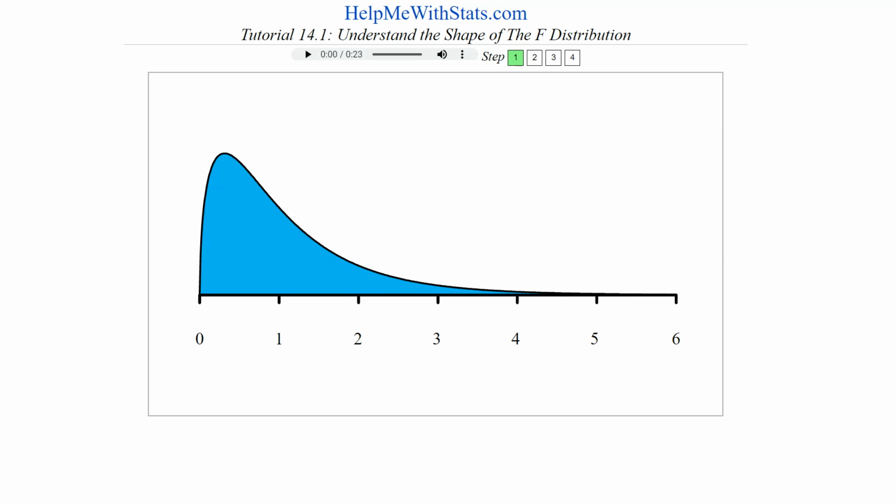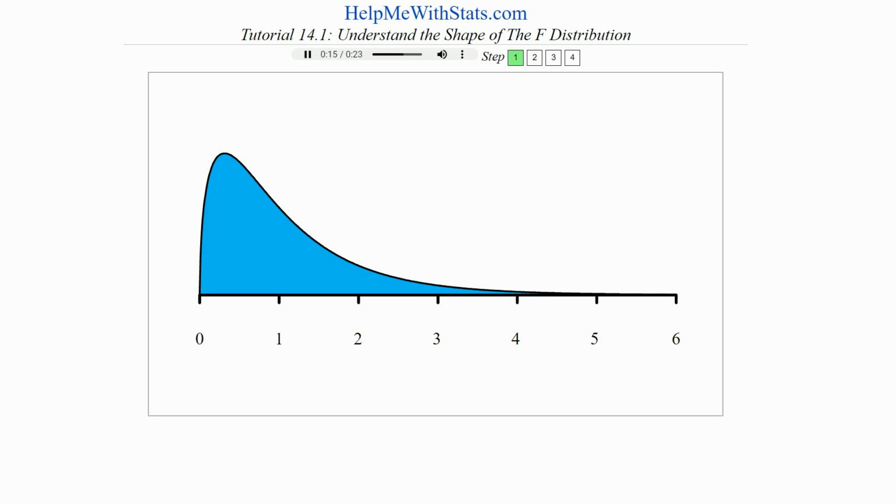HelpMeWithStats.com was used to create this tutorial that can help us understand the shape of the F-distribution. Here's a typical F-distribution. Let's explain why the F-distribution has this shape. First, let's remember that this is a distribution of F-ratios that divide the MSB by the MSW.